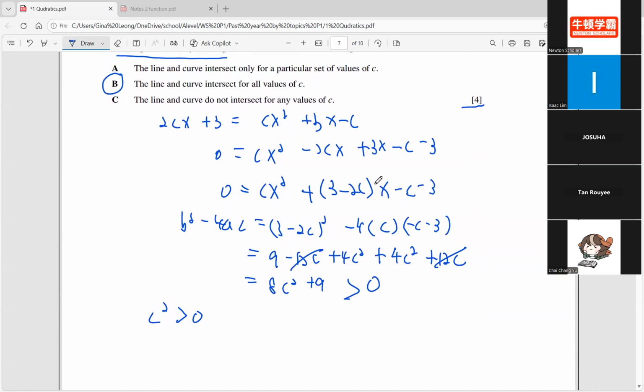Any question for this one? Okay, if no question, we move on to question 8. Okay, question 8, you try to do it. It's the same thing as just now, the question, which one? Question 6, or question 5. Question 5. Okay, only different is the B. The B, he said that there is no real roots.